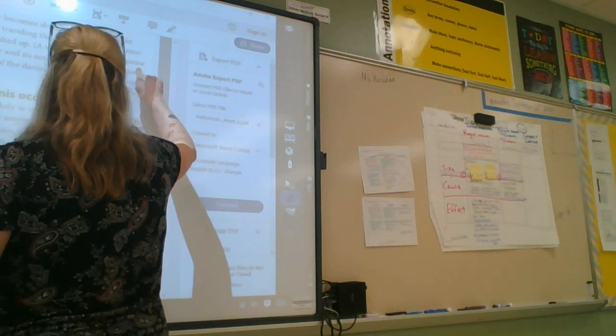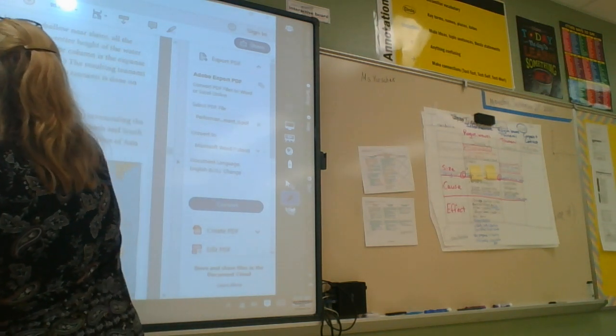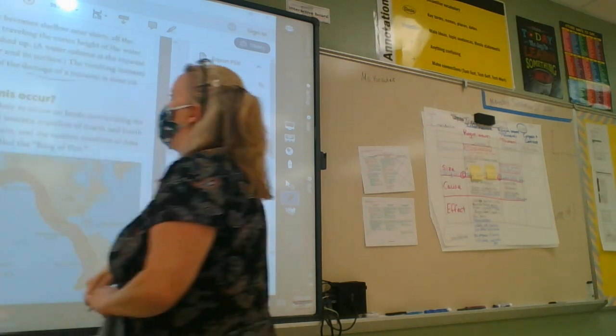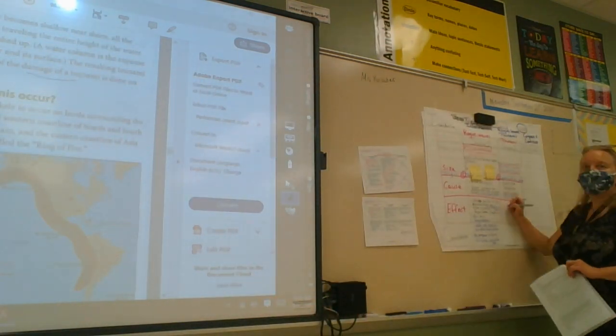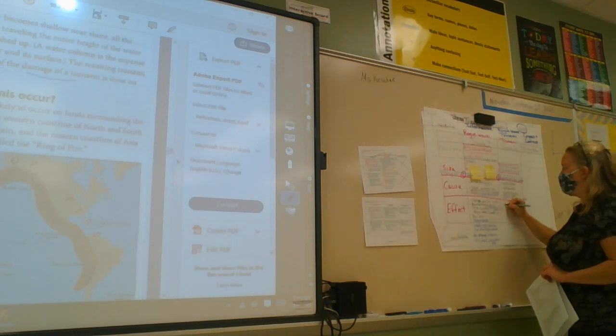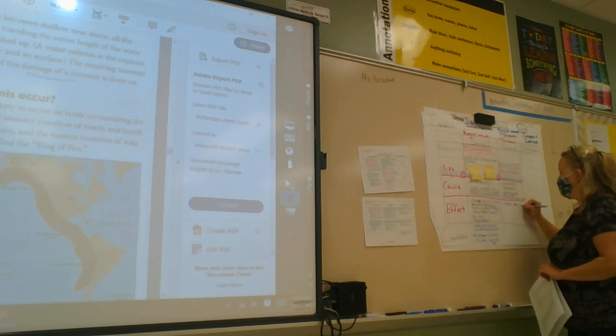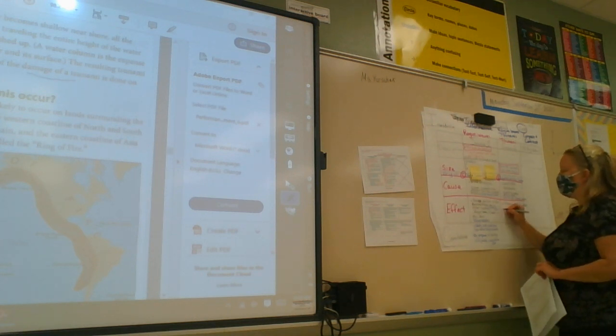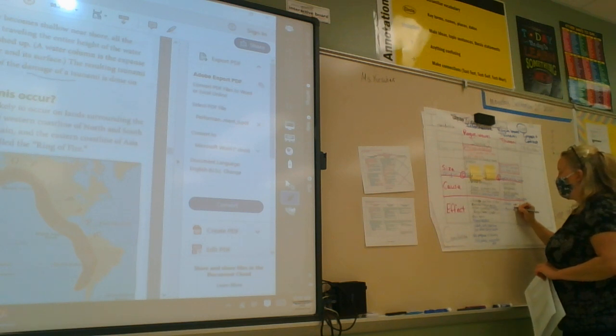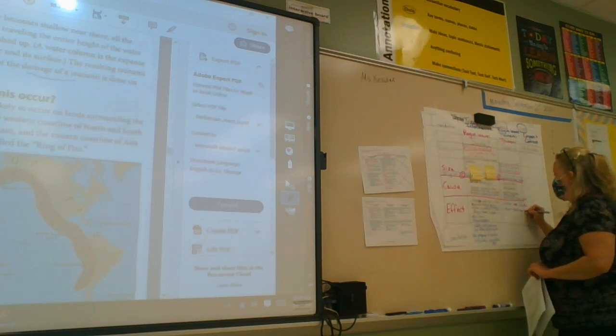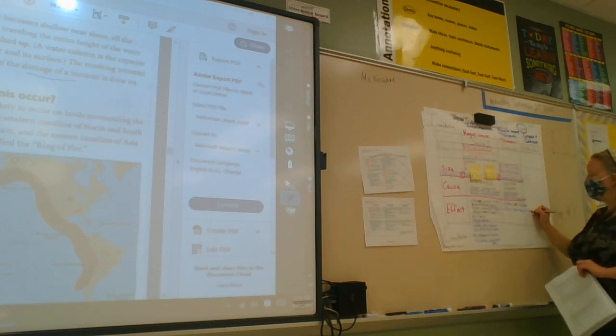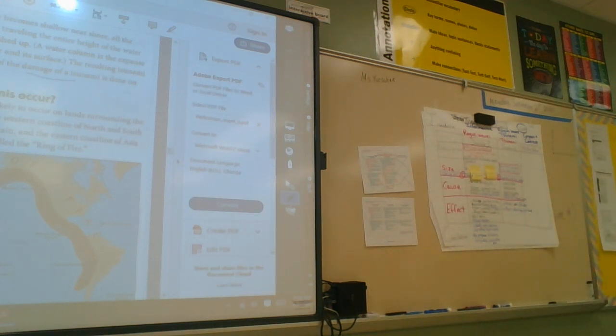So back here we said that the shore gets flooded and damage occurs on land. So the effect is shores are flooded. Most damage is on land. Is there anything else that you wrote on your organizer that I missed? Does anyone have anything to add?